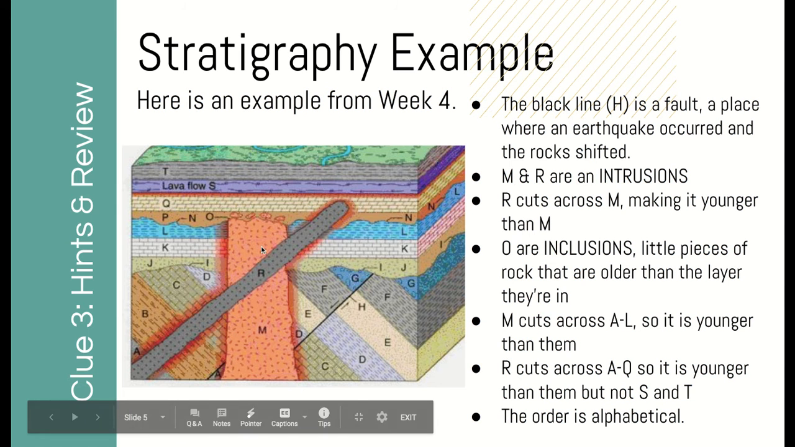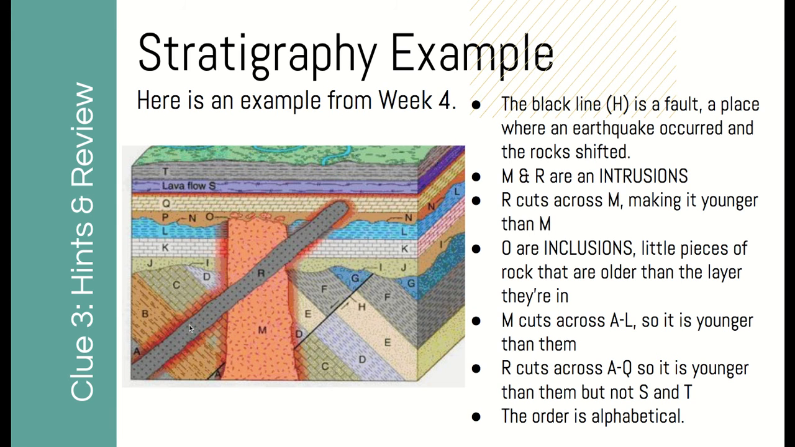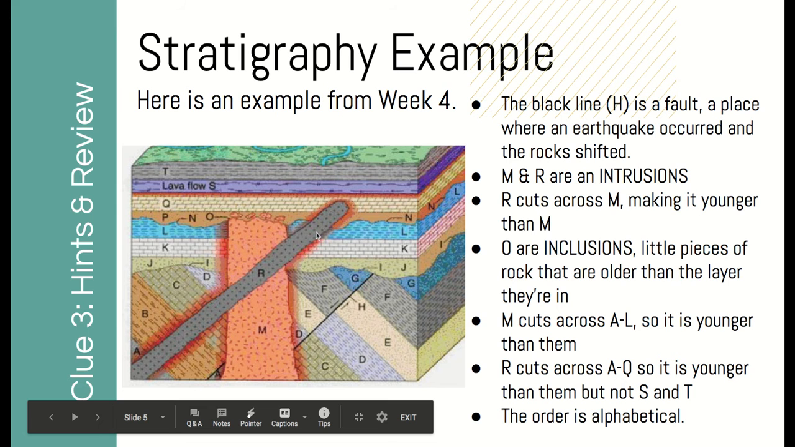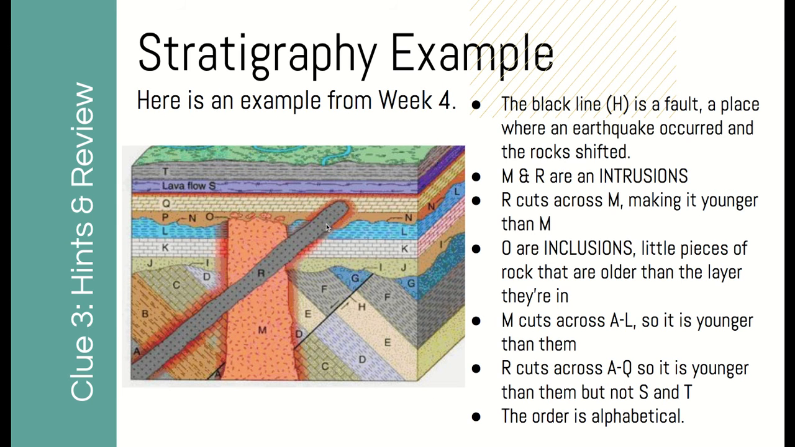M and R are both intrusions. This was magma that came up. That's why it has the red around it, because it's hot. It dissolved or eroded those layers. And then R is another cross-cutting layer that also dissolved or melted, however you want to think about it, dissolved the layers that it cuts across as well.